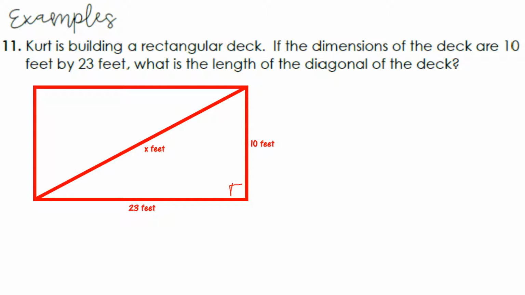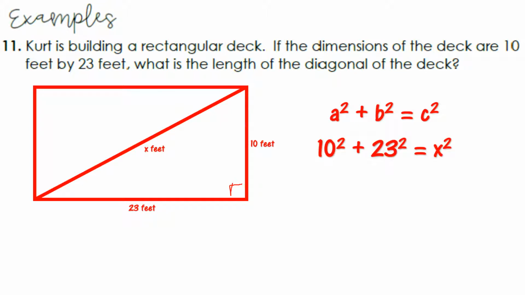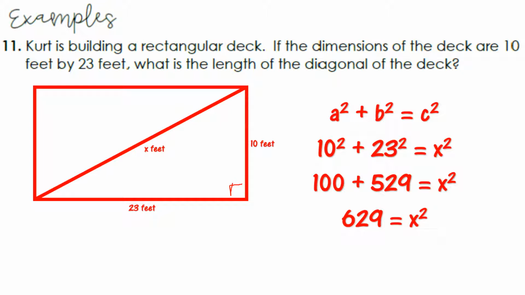So my right angle should occur in the corner of a rectangle. So I'm going to use Pythagorean theorem. A squared plus b squared equals c squared. Or in this case 10 squared plus 23 squared equals x squared. I'm going to do my squaring. 100 plus 529 equals x squared. So I've got 629 equals x squared. Take the square root of both sides. And I should get that x is 25.1 feet whenever I round this to the nearest tenth.